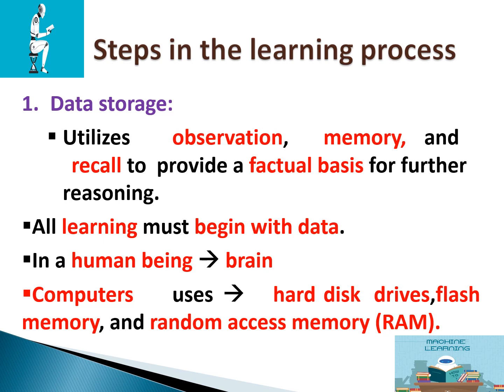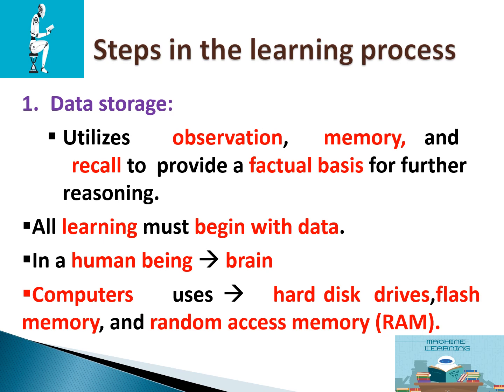The first step is data storage. In data storage, it utilizes observation, memory, and recall to provide a factual basis for further reasoning. All learning must begin with some data, and in human beings, the learning starts from the human brain. In the case of computers, the computer uses its hard disk drives, flash memory, and random access memory for the learning procedure.